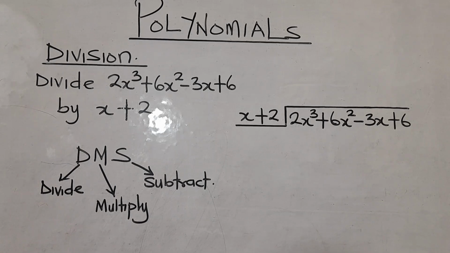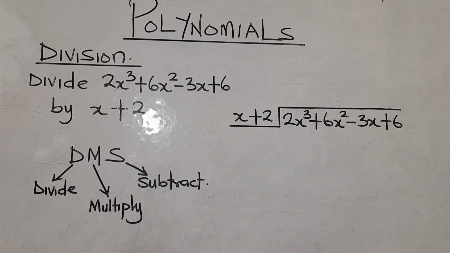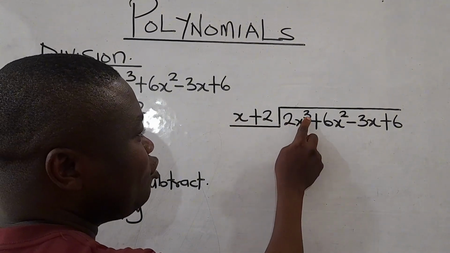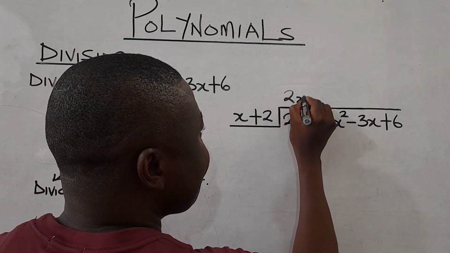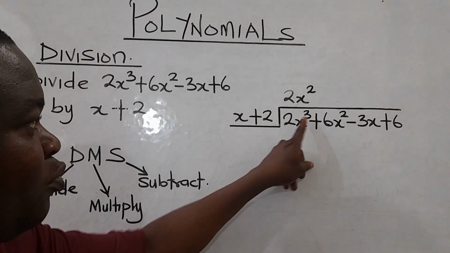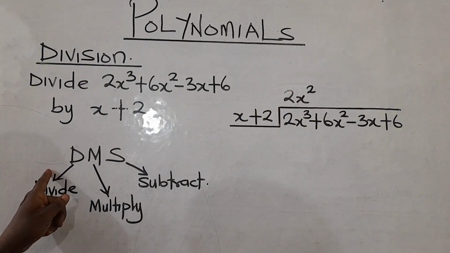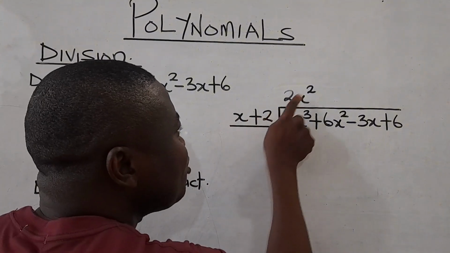So let's go with our rule. First D, then M, then S. First divide. With the first one here, 2x cubed divided by x is 2x squared. Remember, 2x cubed divided by x is 2x squared. We have done the division. Now we want to multiply.